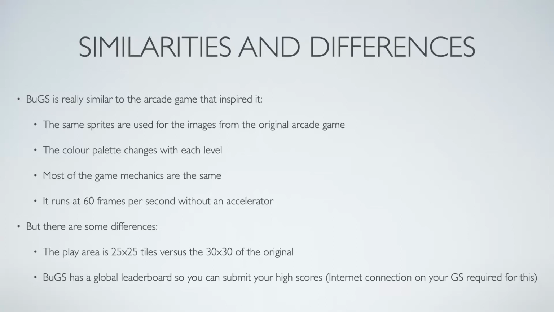The original game has a screen made up of tiles, 30 tiles across and 30 down. Each tile is 8 by 8 pixels, so that would require 240 pixels of vertical resolution. The GS only has 200, so I opted to shrink the gameplay area down to 25 by 25 tiles. This actually makes the game feel faster and more frenetic because the bugs travel across the screen that much faster.